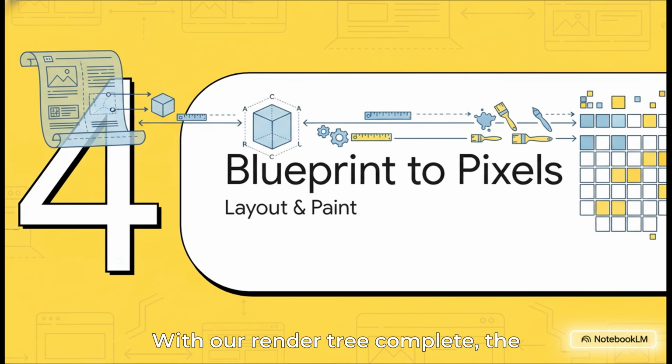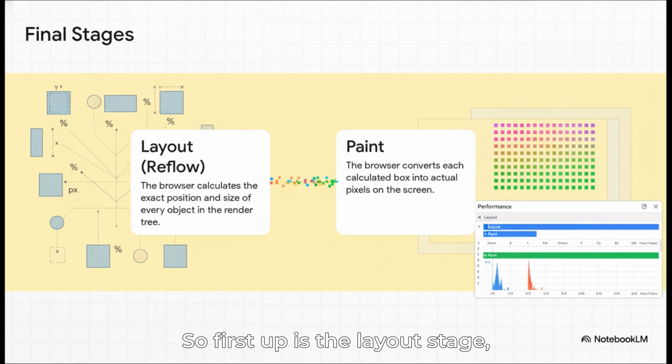With our render tree complete, the browser is finally ready for the last two stops on the assembly line, figuring out the geometry and then, at last, actually drawing the pixels. So first up is the layout stage, which you might also hear called reflow. This is where the browser basically plays Tetris. It calculates the exact geometry for every single item in the render tree, its precise size and position on the page, turning things like percentages into actual screen pixels. Once that geometric blueprint is set, the paint stage takes over, and the browser finally gets out its paintbrushes, converting those calculated boxes into the actual pixels you see on your screen.